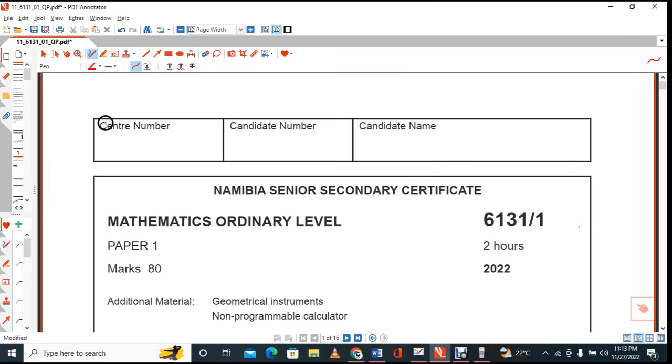So I'm looking at the paper 1 that was written on the 24th of October, in 2022. This one was written by the grade 11s of 2022. All right, so this is paper 1. Take note of the instructions.